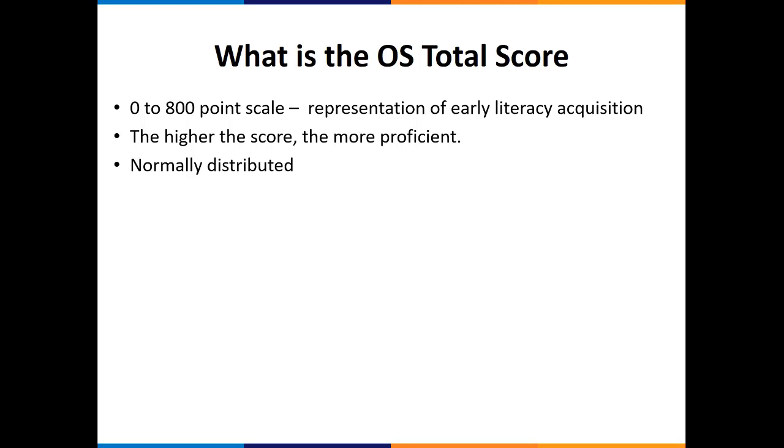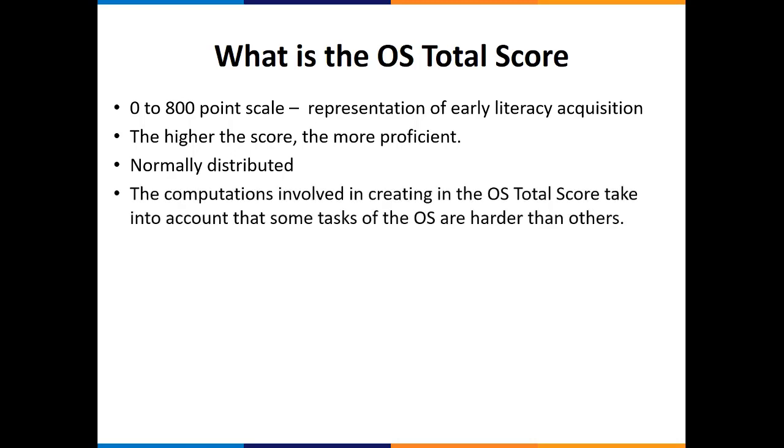A lot of the tasks of the observation survey are non-normally distributed. They're squished to one end in the fall and squished to the other end in the spring. They don't distribute normally. So this makes the total score good to use for research, but as you'll see later, it also makes it useful when we want to do comparisons. This normally distributed nature of it allows us to do nice things with it.